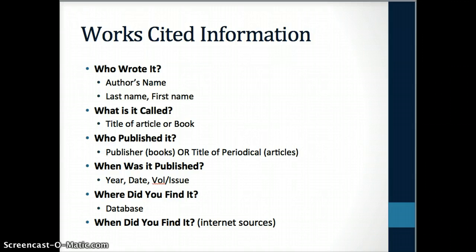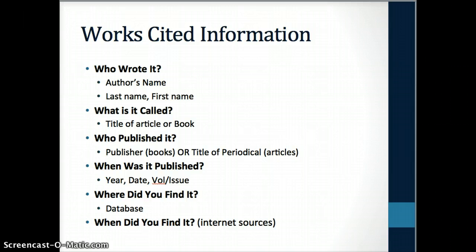So here's what you need to pay attention to. Who wrote the source? You need the author's complete name. And if there's more than one author, you need all of the names. What is the source called? So you need the title of the article or of the book and the complete title. You need to know who published it. So if we're talking about a book, you need to know the publisher's information. Or if we're talking about an article, you need the title of the periodical, which is the title of the magazine or the newspaper. Then you also need to think about when was it published.